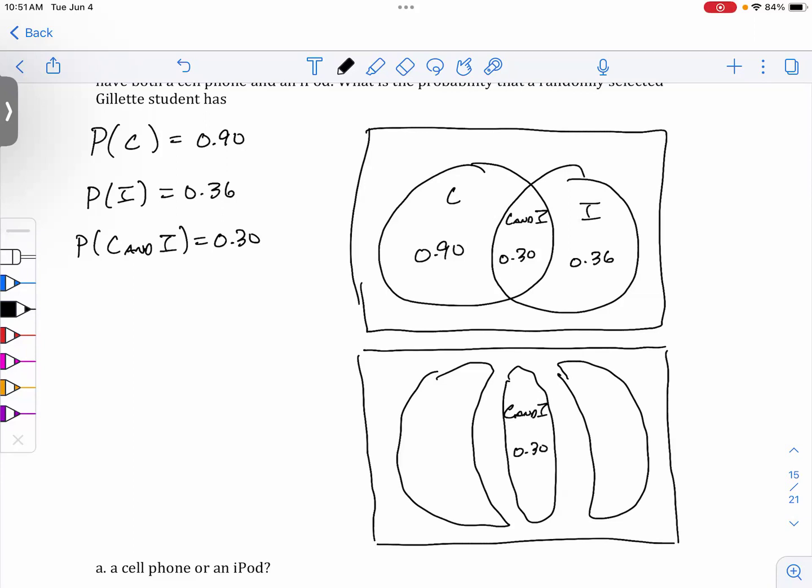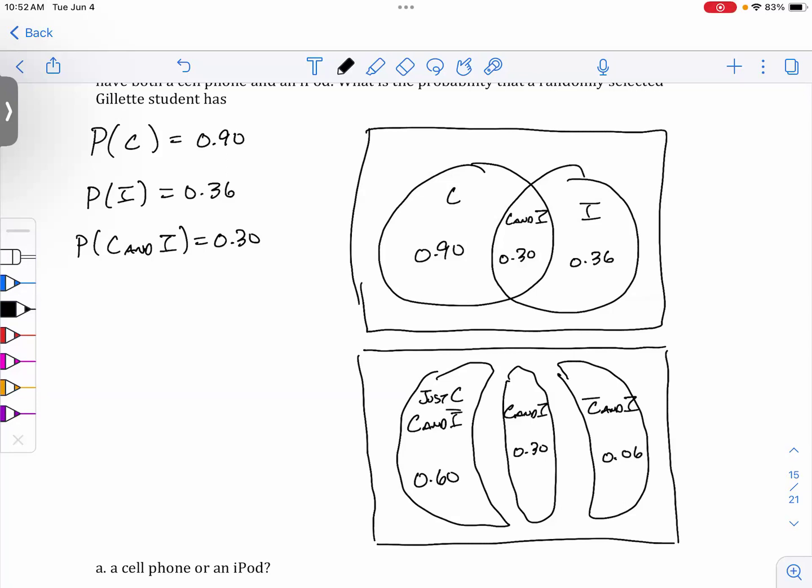But now I want to look at the things more individualized. If I cut everyone who has both a cell phone and an iPod out of cell phone, that leaves just cell phone and no iPod. Basically, in order to calculate that, 90% of people have a cell phone, 30% have both. So that's 90 minus 30. That makes this 60%. Similarly, I can do that on the other side. No C and I, and that's 6%.